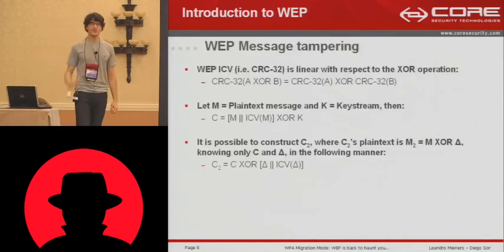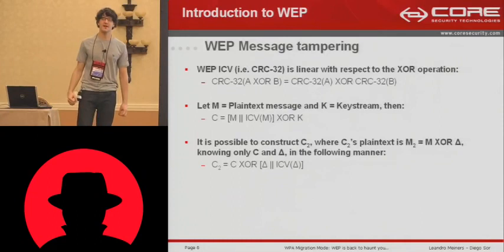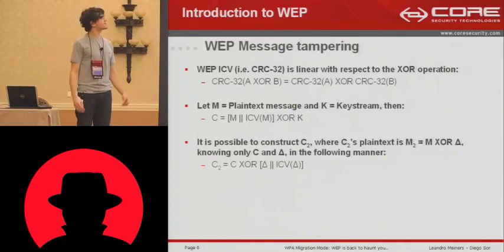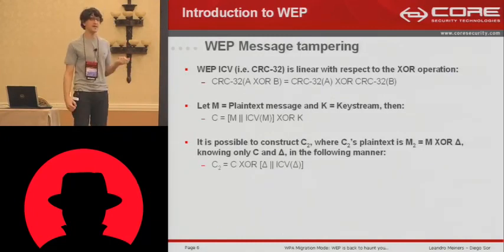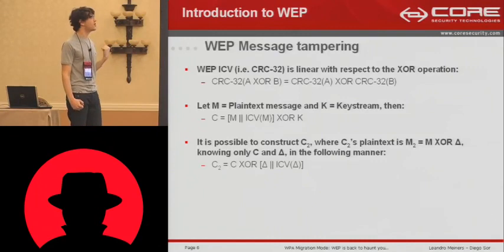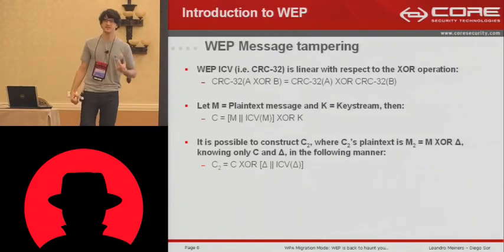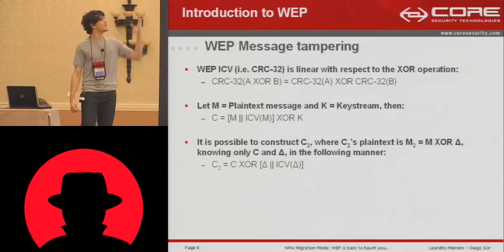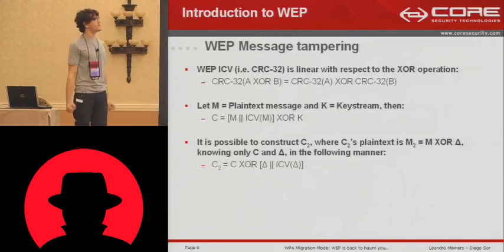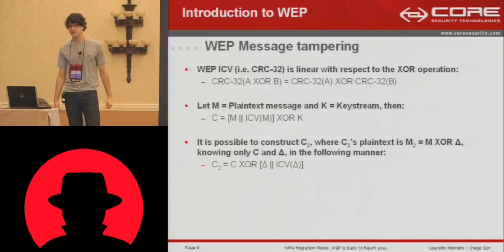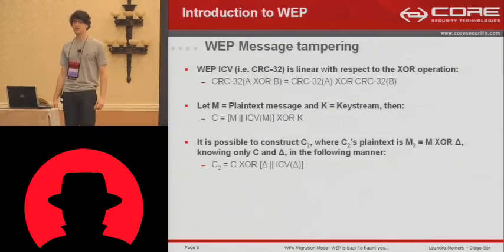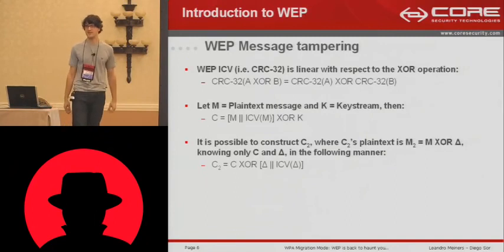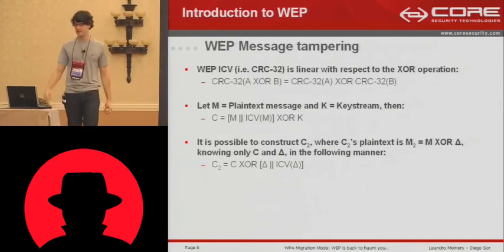So back in 2001, one of the first papers was published about how to tamper with a WEP message. What does it mean? We can build a new message based on the old ciphertext that is still valid. So basically, one of the key elements for this to happen is that CRC32 is linear with respect to the XOR operation. This is the basic property that we need for this to happen.